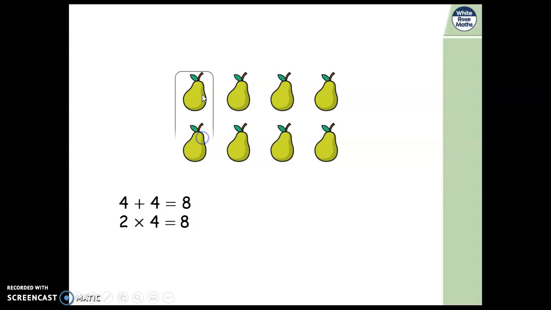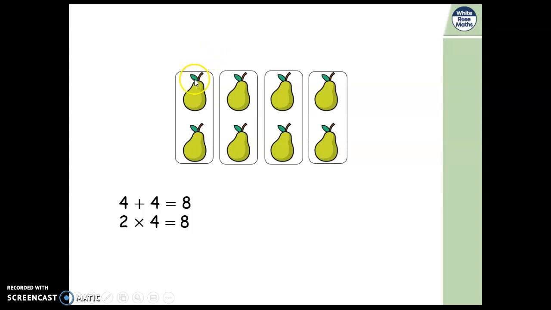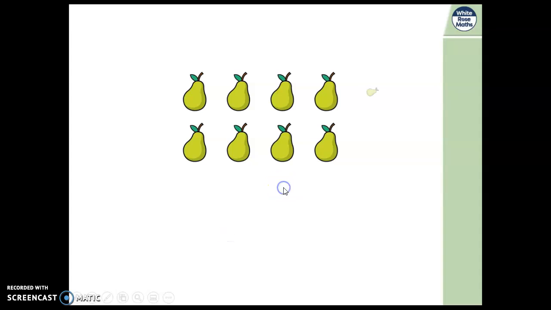If we were looking at the columns, we'd have one group of 2, 2 groups of 2, 3 groups of 2, 4 groups of 2. So this would be 2 add 2 add 2 add 2 equals 8. And we've got 4 groups of 2, which equals 8. If we added another pair there, we would then have 9.